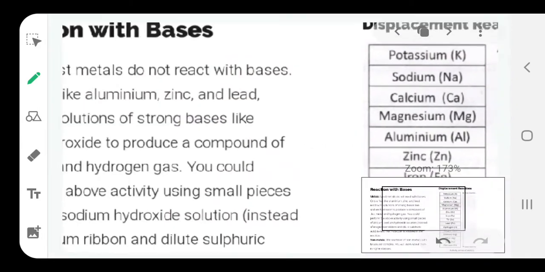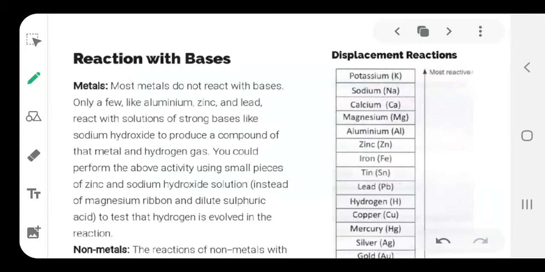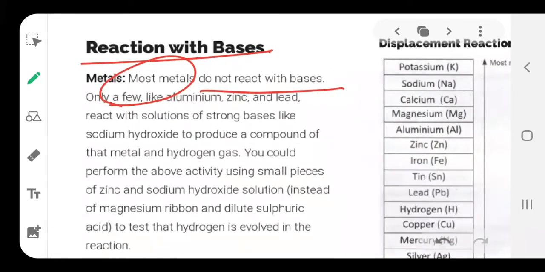Now here is something that you should know. Reaction with bases, earlier was with acid. So it's just instruction or information that most metals do not react with bases. Okay? Only a few react. And these reactions we will study in the higher classes. For the time being, you just must know that most metals do not react with bases. So you can just pause the video and write down the statement or take a screenshot.